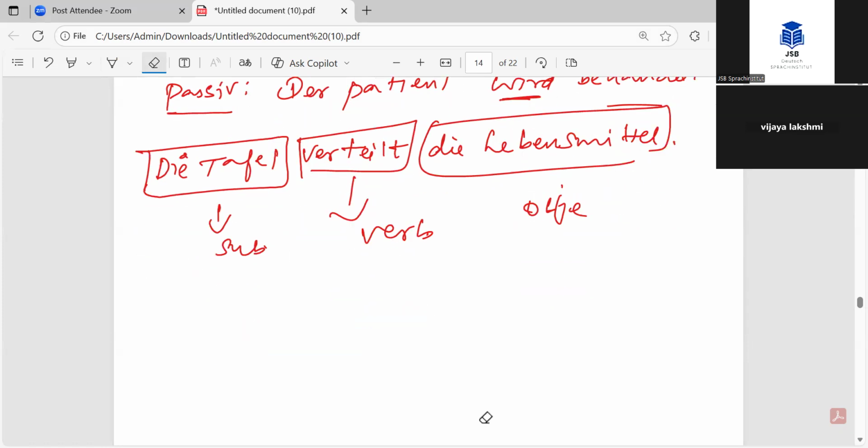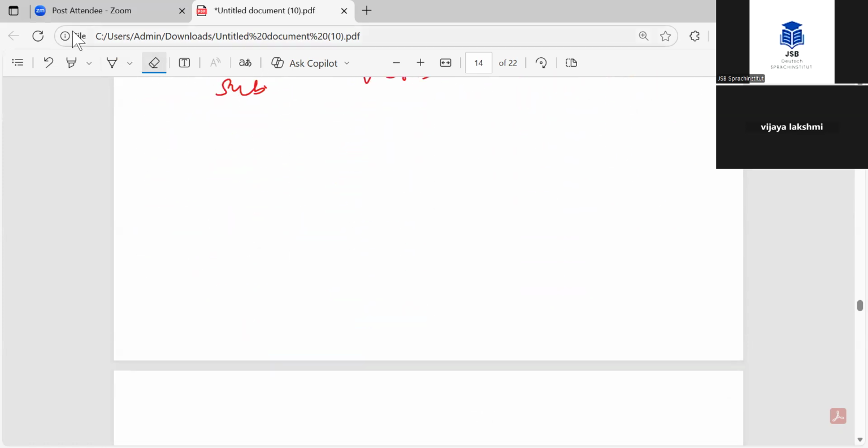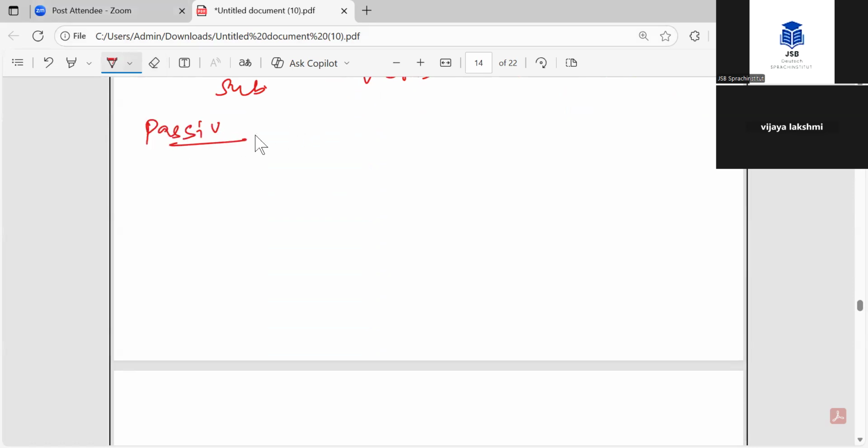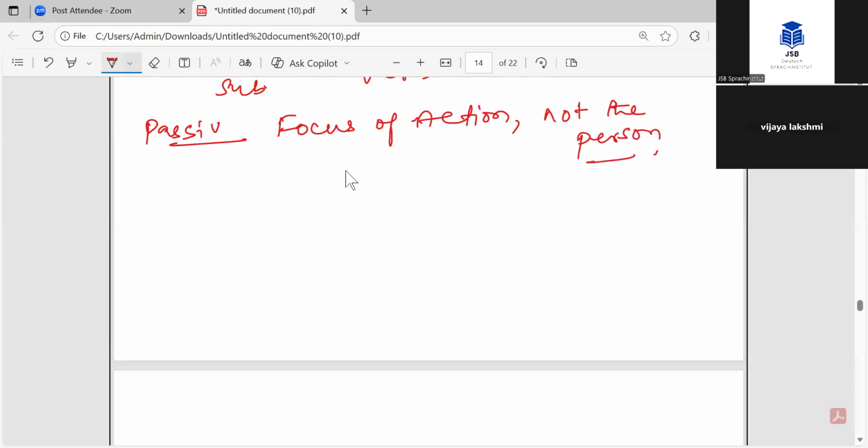It's the same as in English. Okay. So same here. Passive: focus on the action, not the person. Not the person. Okay. That's what I'm telling you. Passive: the patient is being handled, not the person. Only the action. So when I'm talking about the action, that time it is passive.